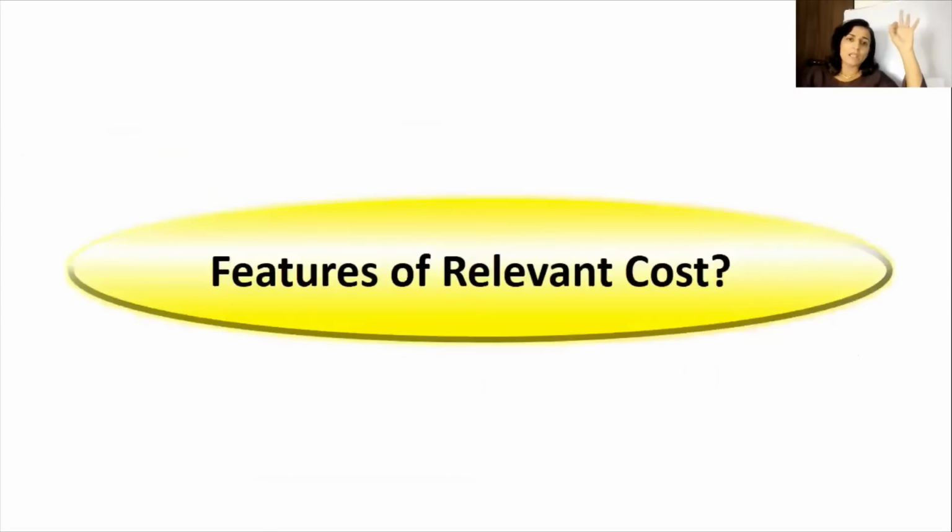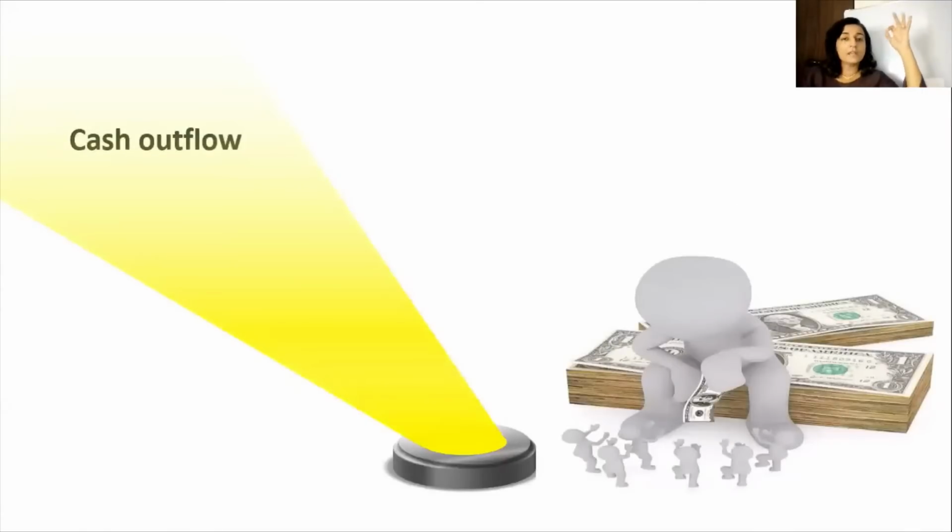Okay. So the features of relevant costs are, first feature, there should be a cash outflow. Only if there is a cash outflow can you take it as a relevant cost. I will give you an example wherein you will understand the exact meaning of this feature. Now, whenever you are doing a cutlet business, you need a delivery van.